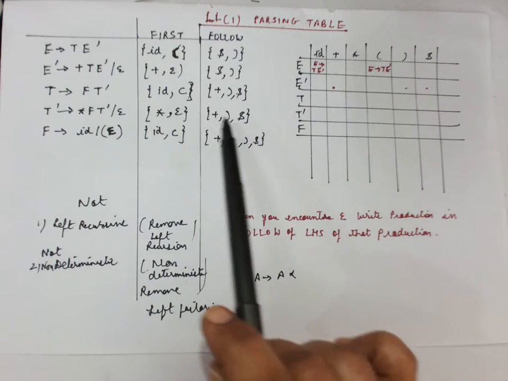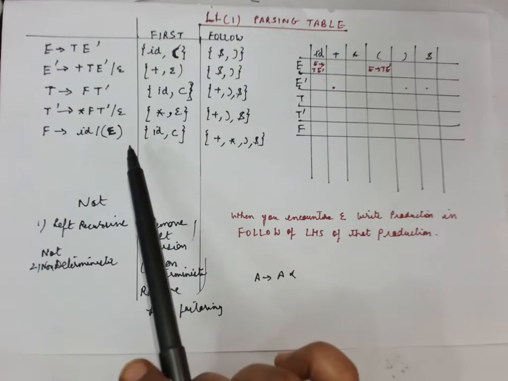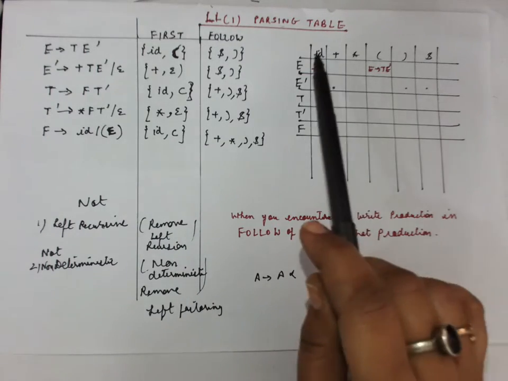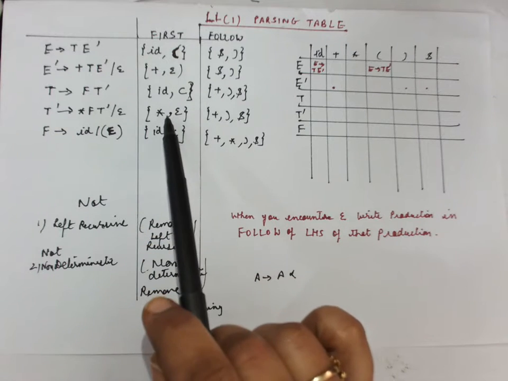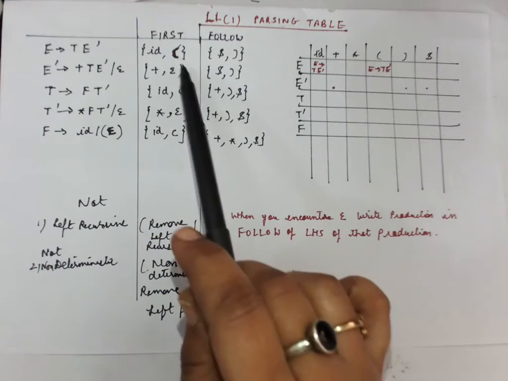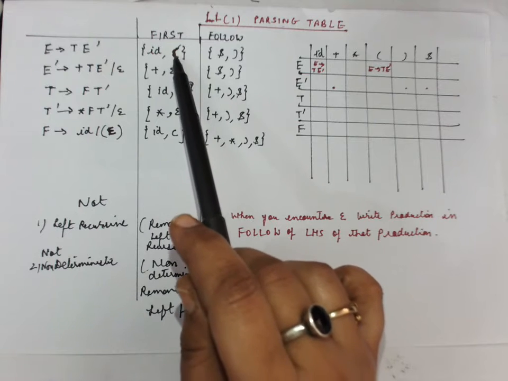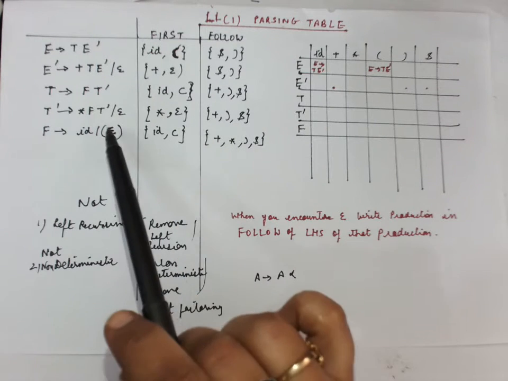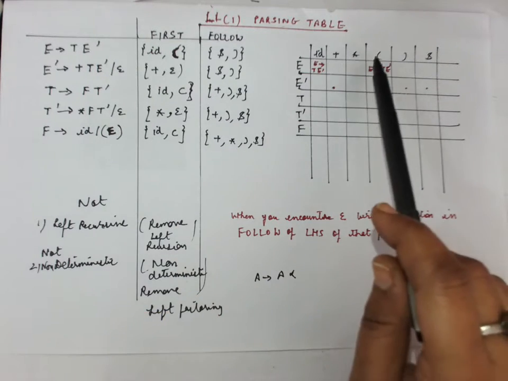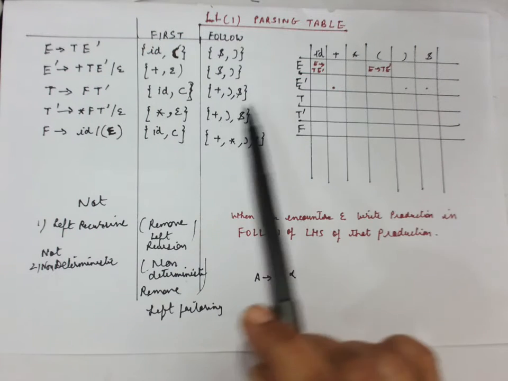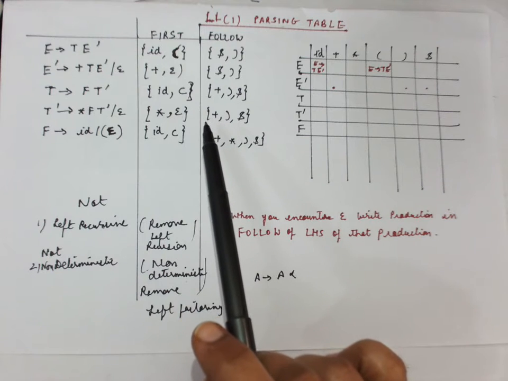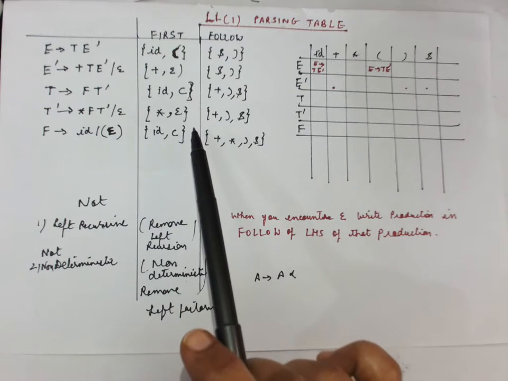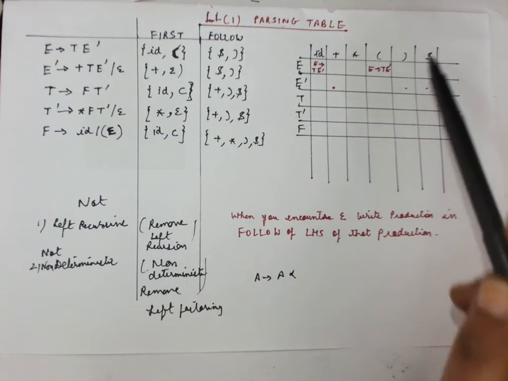All the terminals will be placed in the columns. Here we can see the terminals: ID, plus, multiplication, left parenthesis and right parenthesis. We also have epsilon, but we won't be placing any epsilon in our parsing table. Instead of epsilon, we have this dollar symbol.